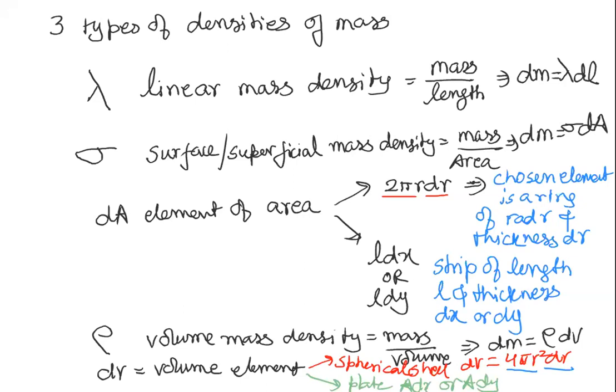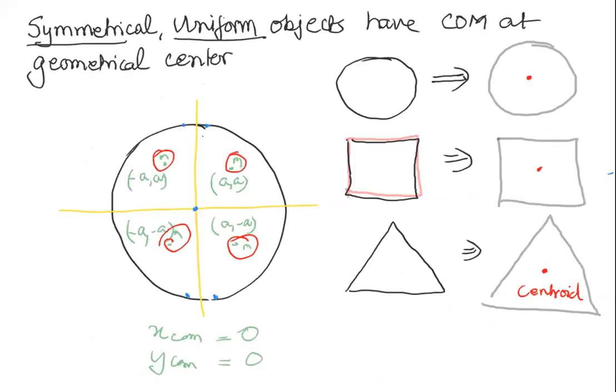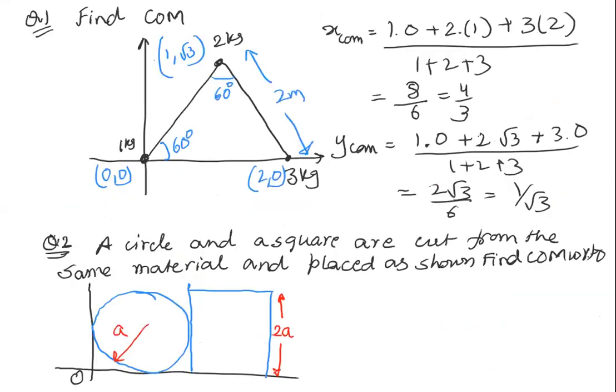So now, using these two things that we have learned: one is the three types of densities of mass, and the other is that symmetrical uniform objects have center of mass at the geometrical center. I now want to solve this question.